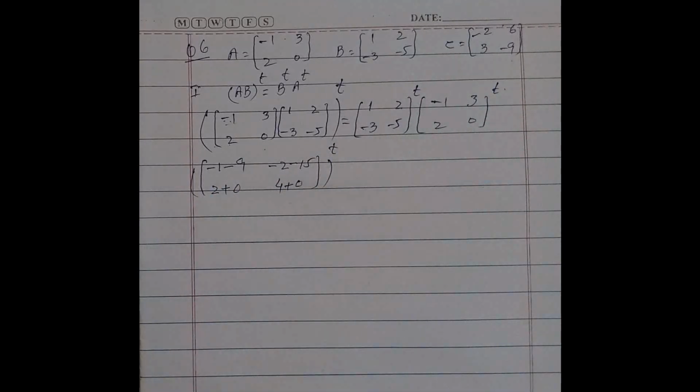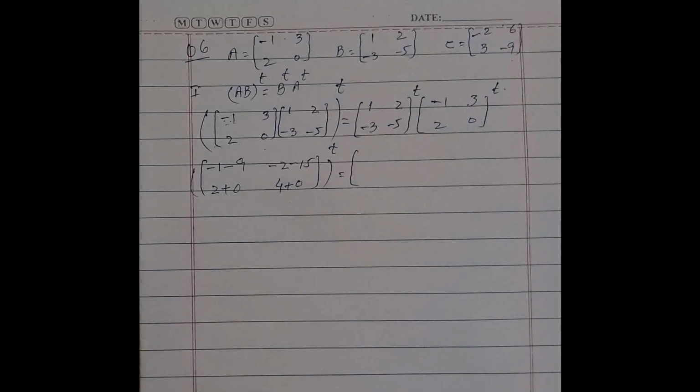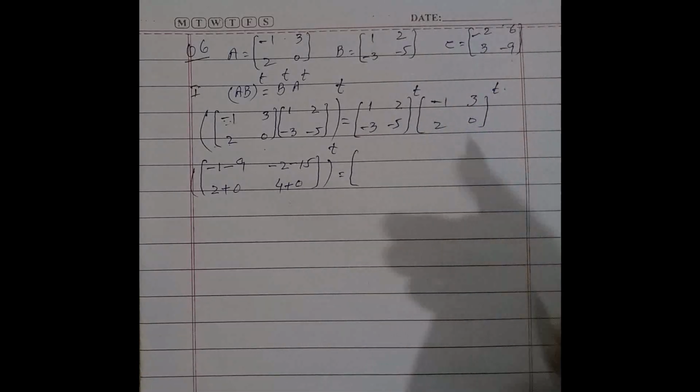Transpose. And on the right hand side, we take the transpose of both the values, B transpose and A transpose. And we know that transpose means changing the number of columns into number of rows and number of rows into number of columns. This is the transpose of the matrix.